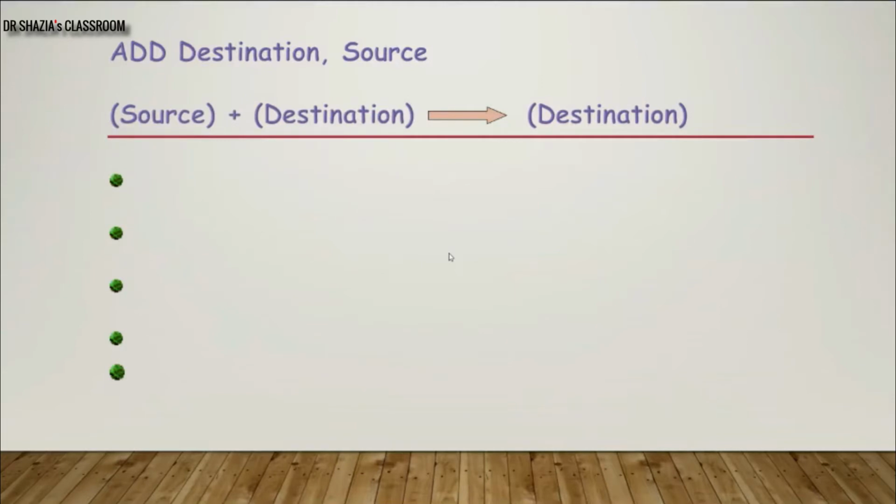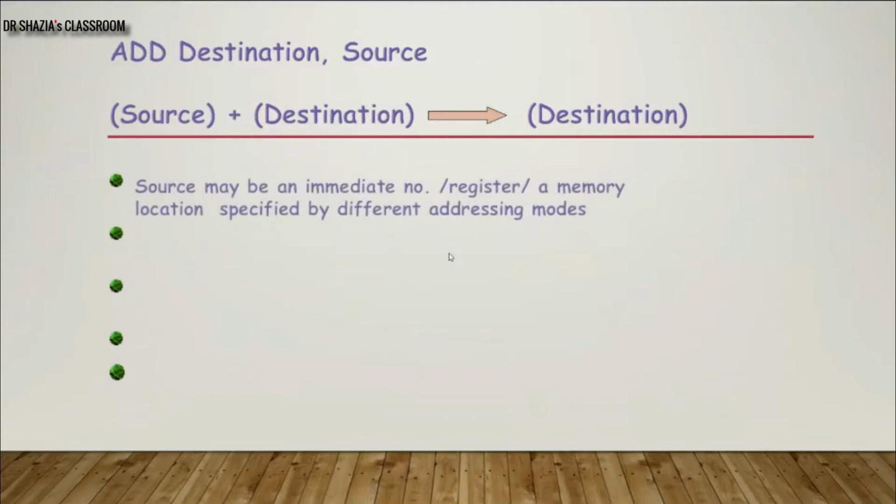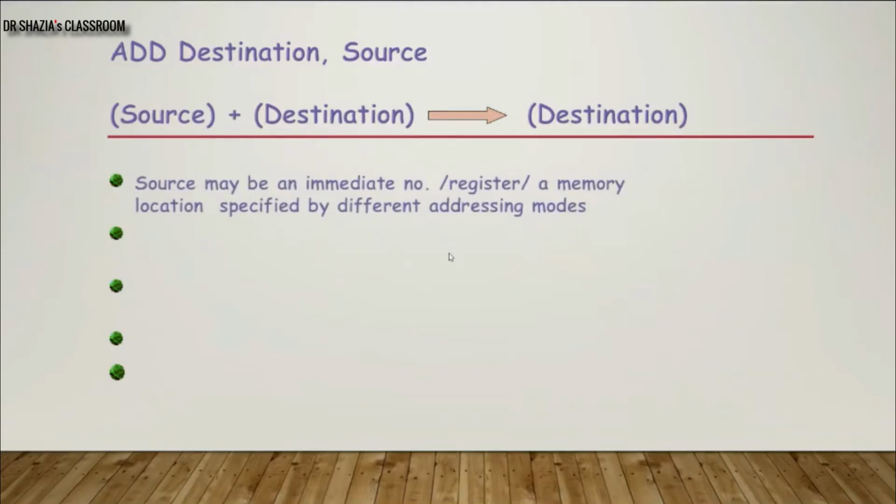The format for writing the add instruction is add destination, source. What this particular instruction does is it adds the content of your source to that of the destination and stores the result in destination. So what are the possible formats of writing this? Your source could be an immediate data, a register, or a memory location.